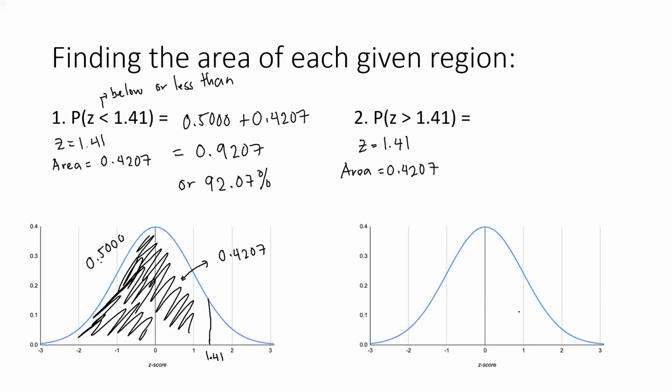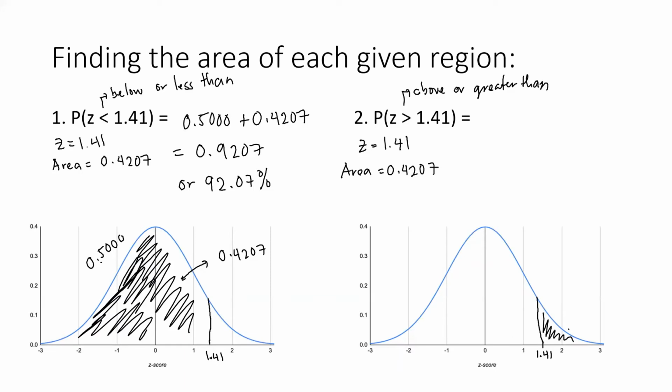Okay, so now we're going to do the same step, which is 1.41. Since this is greater, we can say this is above or greater than. So we can shade it at the right portion.